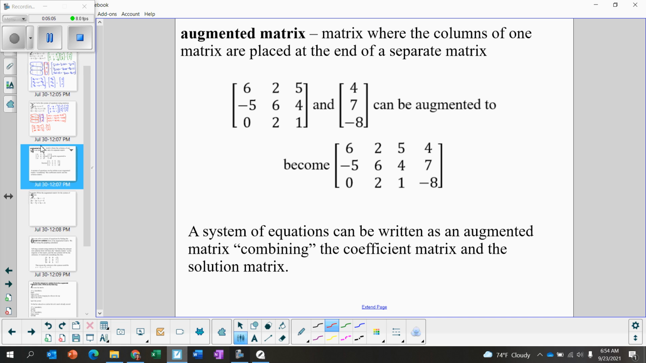All right, there's something called an augmented matrix, and that's where we combine the two matrices together, and I include the last matrix here as an additional column. So when we have a system of equations, we can make an augmented matrix by combining the coefficient matrix with the solution matrix.